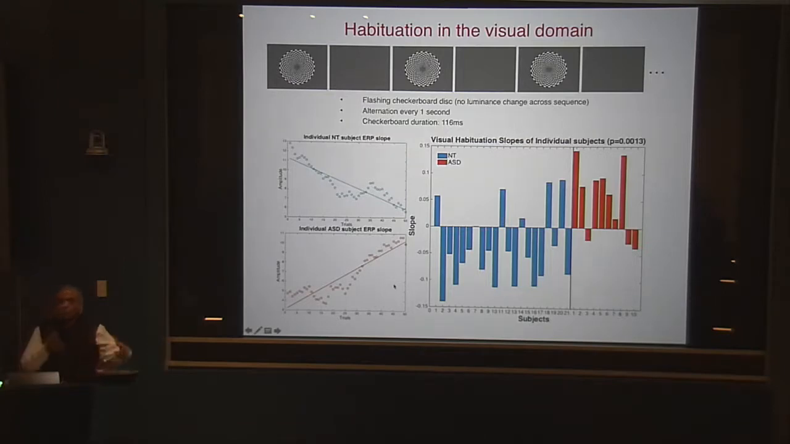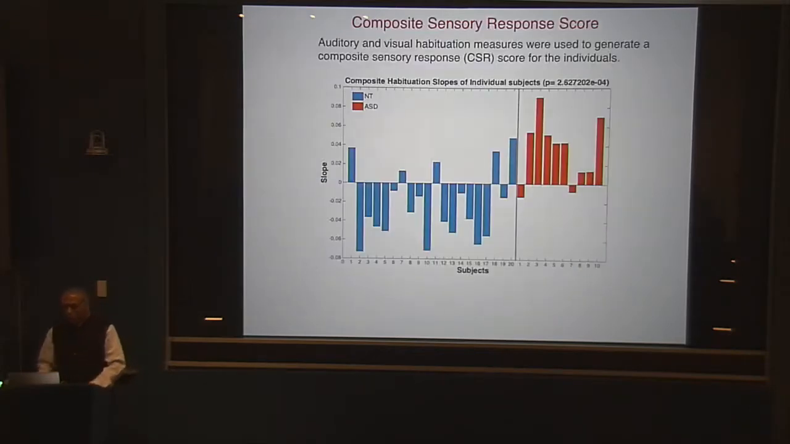We can also merge the auditory habituation results with the visual habituation results to come up with a composite sensory score.